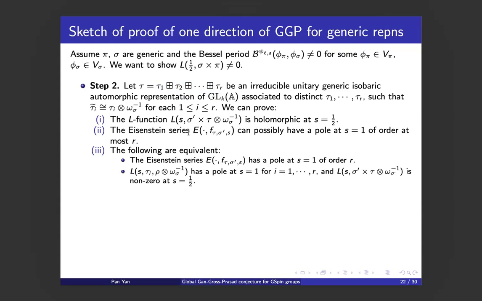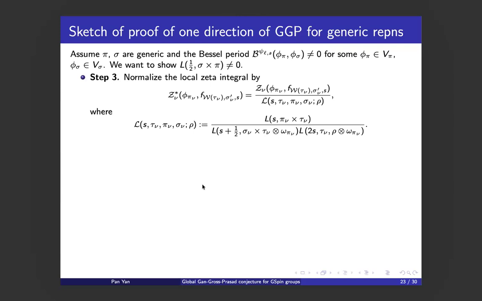And we can give a description of when that happens. So it has a pole at s equals 1 of order r if and only if the twisted exterior square or symmetric square L function of tau_i has a pole at s equals 1 for each i, and the L function of sigma prime times tau twisted by omega_sigma inverse is non-zero at s equals 1/2. So this is step 2. Next step, we're going to use our integral representation.